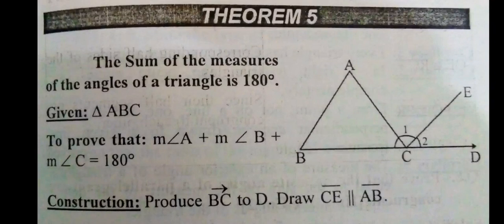What we have constructed, as you can see, is a line extended from BC to D. So they have produced BC to D. Draw CE parallel to AB, and they have drawn a line CE which is parallel to AB. As you can see, the line AB of the triangle is parallel to CE.